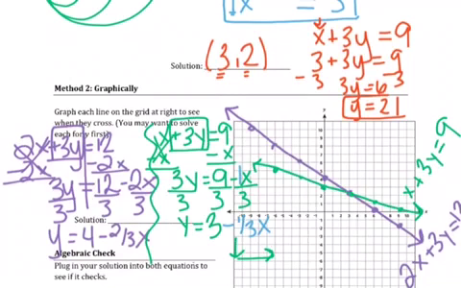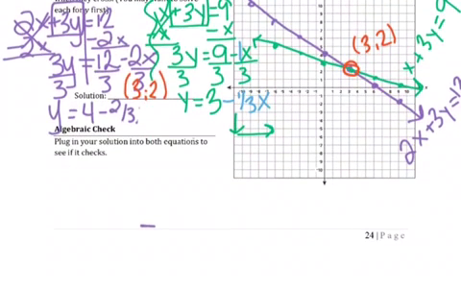Now after all that, I still haven't even answered the question. I need to find the solution, which remember is the intersection point, because that point is a point on both lines. So this is the coordinate (3, 2), which is what we wanted because that's the solution we had before. I'm going to squeeze in my answer right here. So the solution is (3, 2).